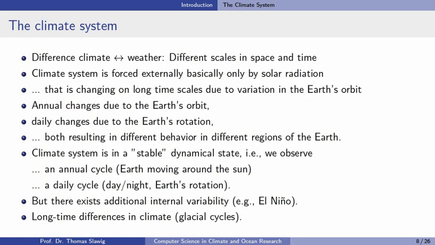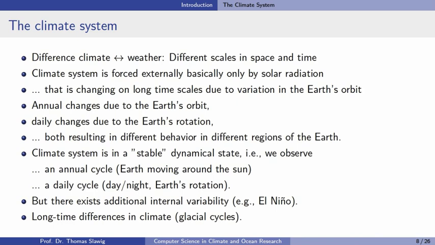Okay, so we start with the climate system. The first thing, maybe the term climate: there's a difference, of course, between climate and weather. The basic difference is that there are different scales in space and time. When we are talking about climate, we are often talking about global temperature, for example. The temperature is a quantity which is always important. You might know about the 2-degree goal that is discussed, such that the global mean temperature should not rise above 2 degrees with respect to a reference time, a reference year.